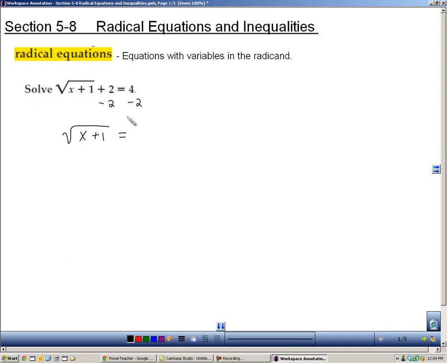So we get square root of x plus 1 equals 2. And now I can get rid of a square root by taking the square of both sides. Square root and square will cancel. X plus 1 equals 4. And then we solve for x.